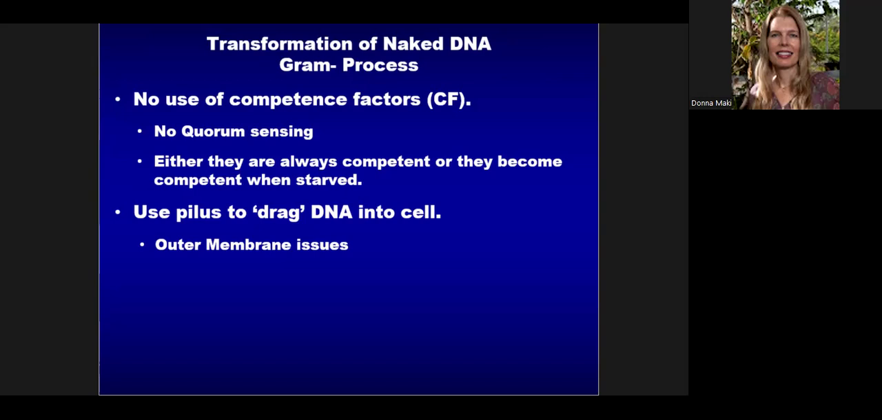What do you mean by competent? Competent means, are they able to take up the DNA?